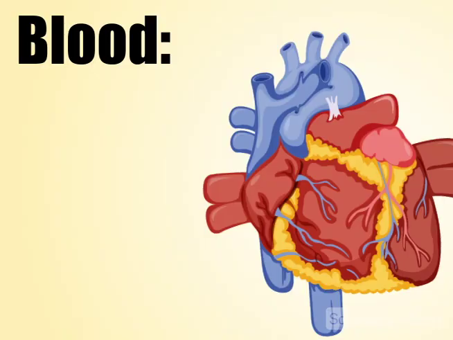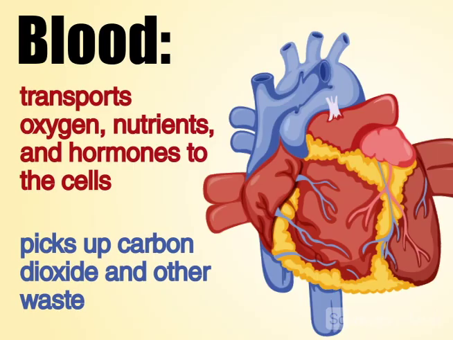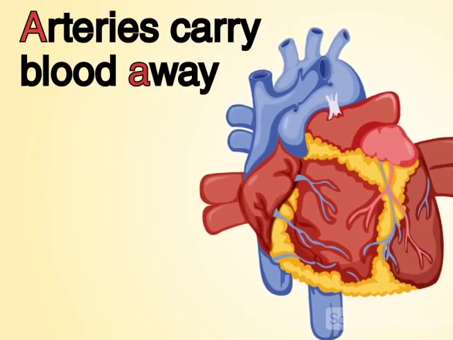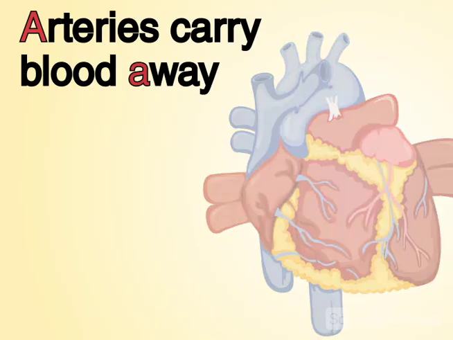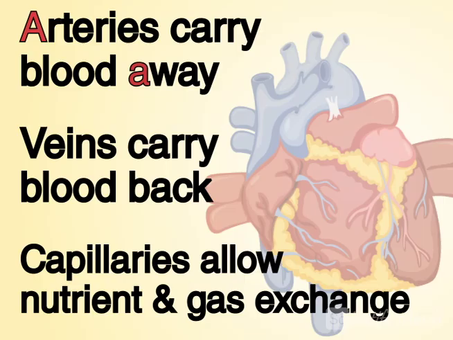The blood in the circulatory system transports oxygen, nutrients, and hormones to the cells of the body and picks up carbon dioxide and other waste. The heart acts as a pump to keep the blood flowing. Arteries are blood vessels that carry blood away from the heart. Veins carry blood back to the heart. Capillaries are tiny vessels that allow for nutrient and gas exchange.